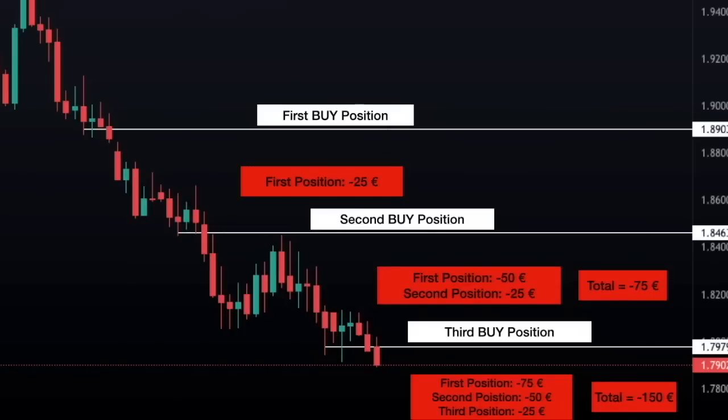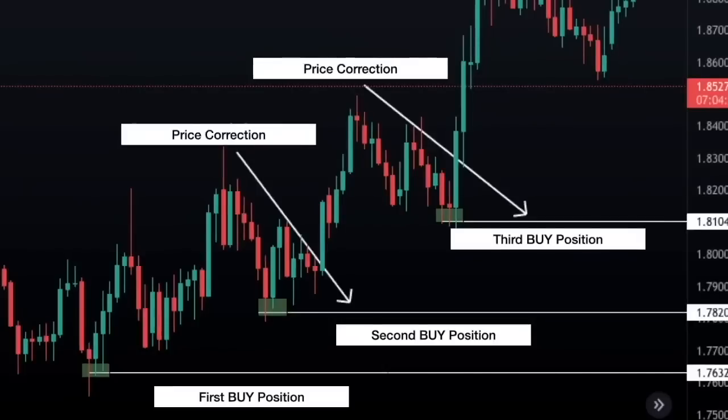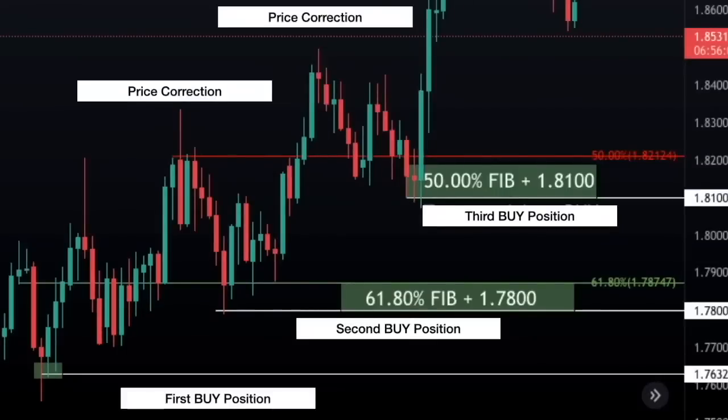The best time to open further positions is when the trade is in profit and is following the analyzed direction. Price corrections are a great time to enter the market and add more positions using proper risk management. You can enter the market when you have a retest of support or of resistance combined with other confluences, such as key levels and Fibonacci levels.